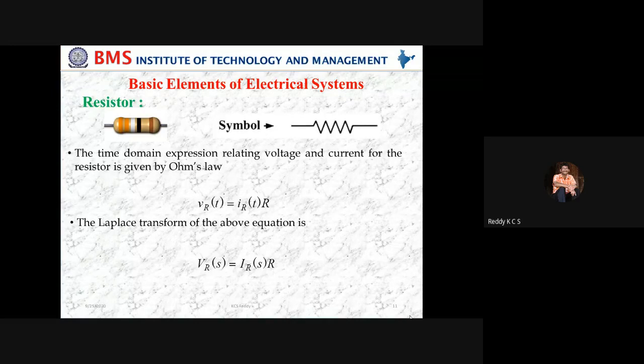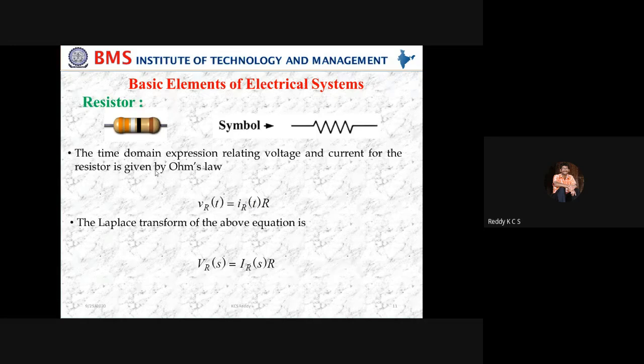If you look at this, the resistor looks like this. In any electrical network, the resistance, where the resistor element is present, is represented with this kind of symbolic representation of the resistor. And we have a time domain expression for the resistance according to Ohm's law. According to Ohm's law, the voltage is related to the current. That is V of t is equal to I of t into R. That is V is equal to IR.